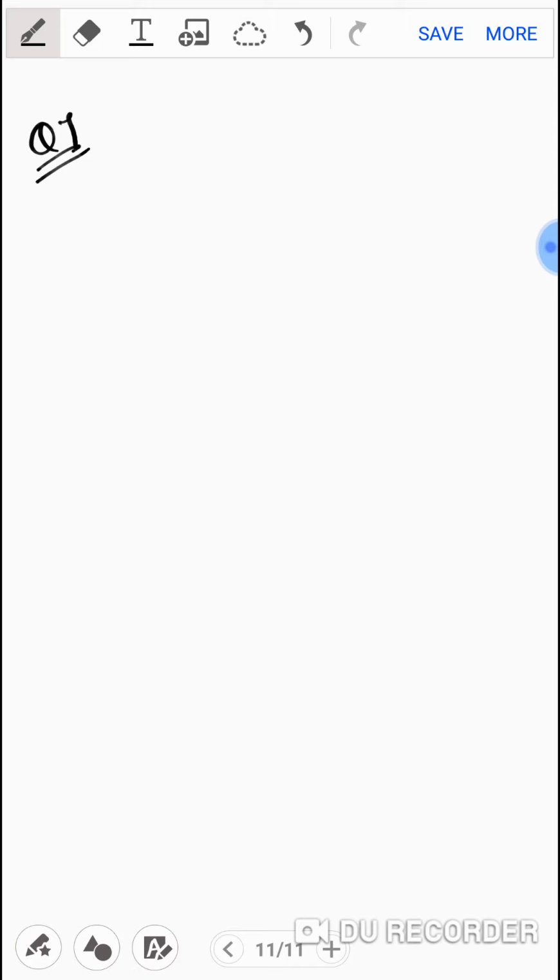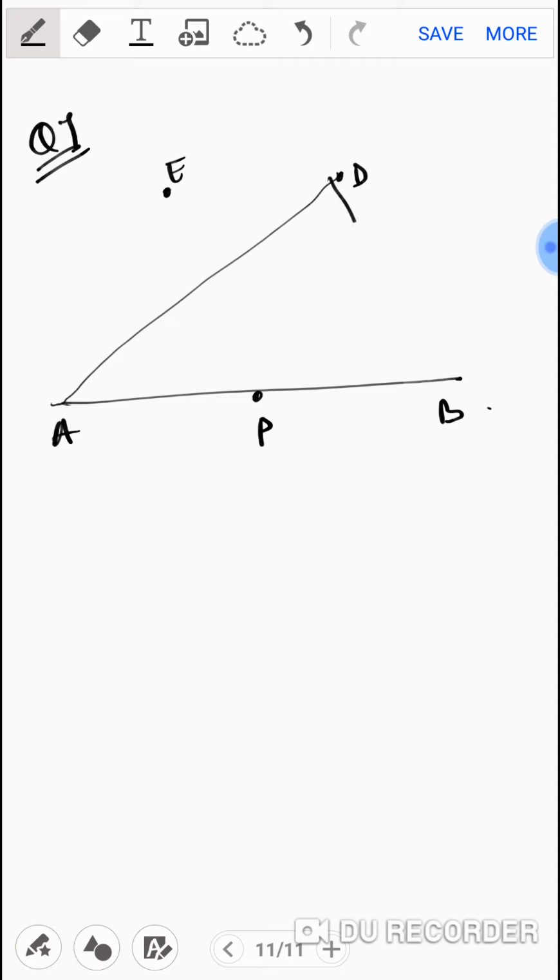Question number 7 says we have AB is a line segment. So AB is there, a line segment, and P is a midpoint. So I'll mark P somewhere here. D and E are the points on the same side of AB. So I put D here, E here, on the same side of AB such that angle BAD, so I'll just join this, is equal to ABE.